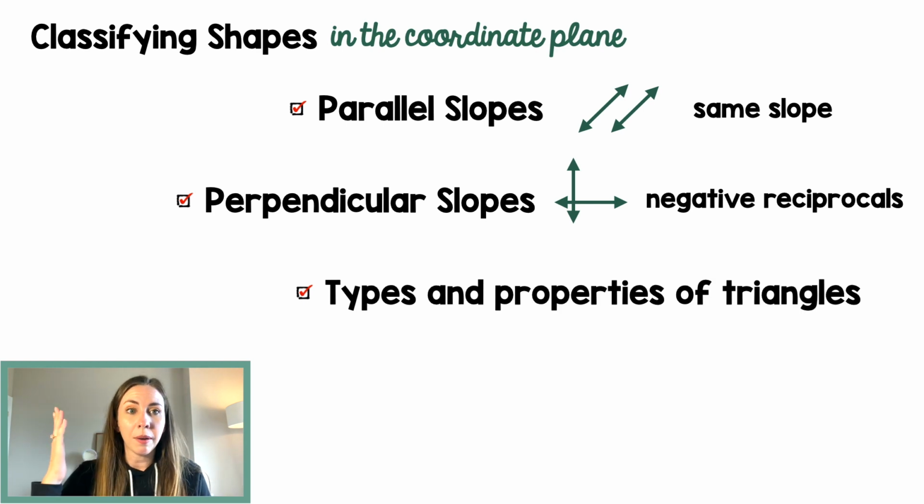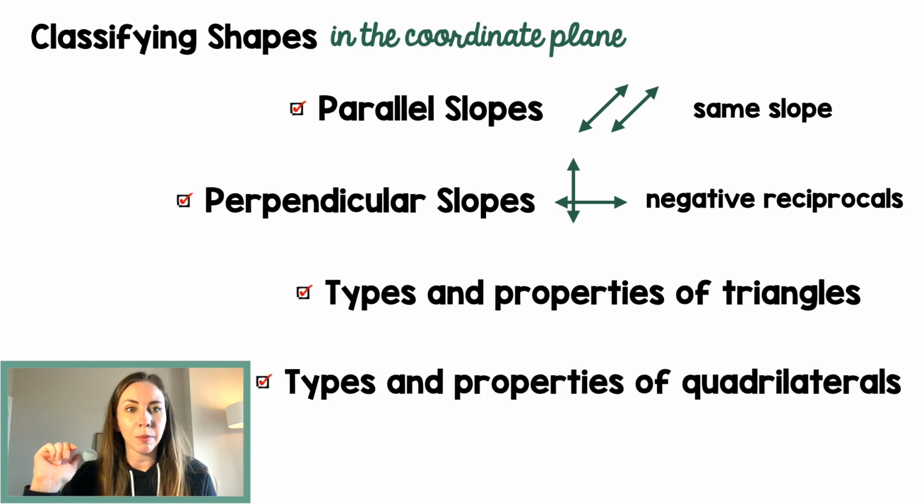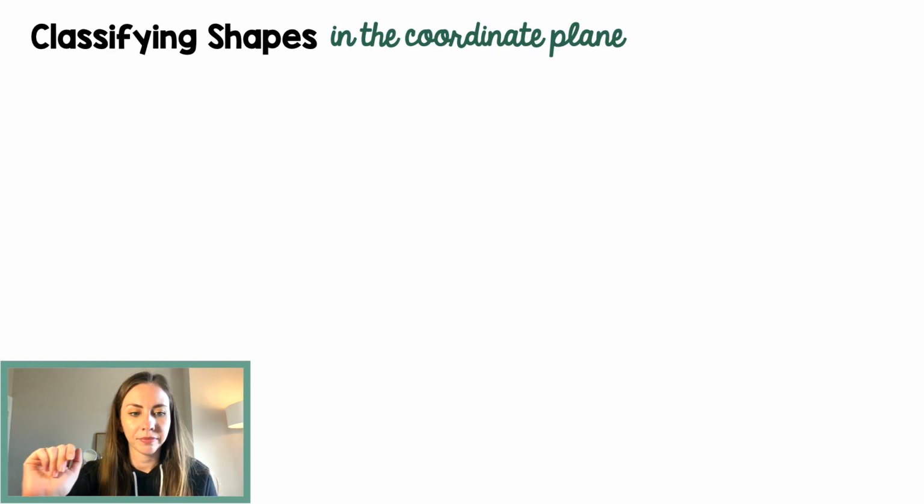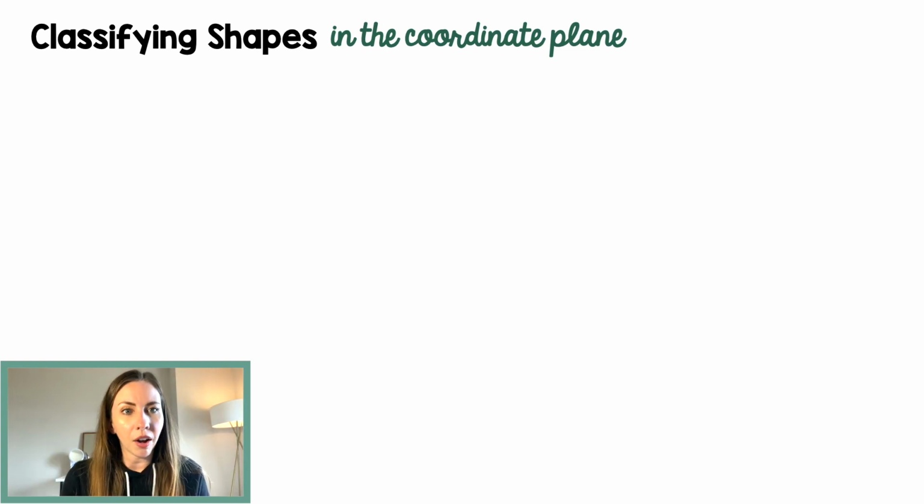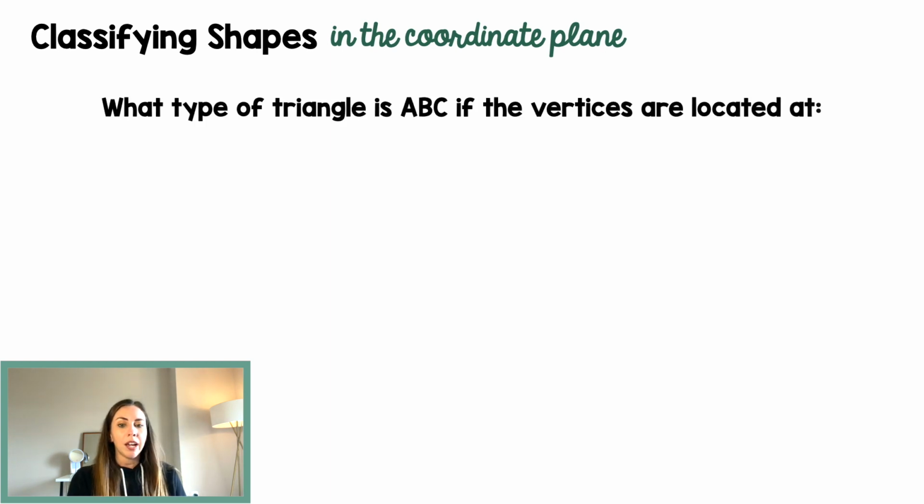You also need to know about the types and properties of triangles, and we're going to give you a resource to help you with that, as well as the types and properties of quadrilaterals. So here's our first example, and again, you want to be following along on your capture sheet. The first example is about a triangle. It asks, what type of triangle is ABC if the vertices are located at 1, 5, 2, 5, 8, and 1, 1, 9?